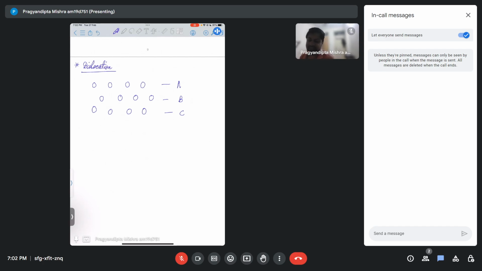Now if I want to move layer B, right? Or let's say I want to move layer A in some particular direction. I want to move the layer A in this direction. I'm applying a shearing load. Only layer A I'm moving with respect to layer B and C. Okay, what will happen?